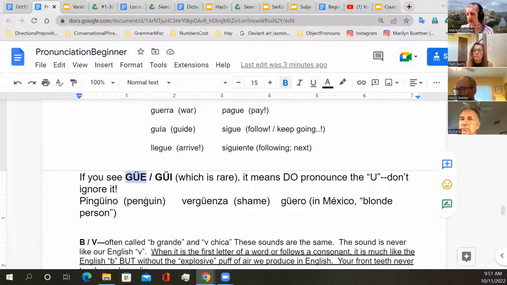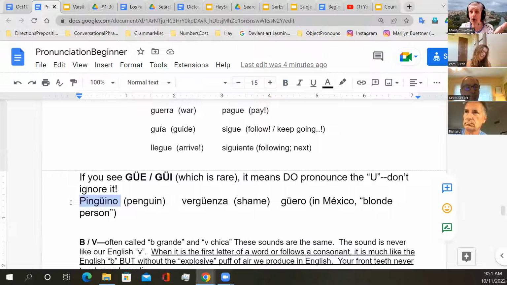If the GUE or GUI has the double dot, what the Germans call an umlaut, what that means is, oh, you know what? Everybody knows we ignore the U in GUE, GUI. But if you see the double dot, it means go ahead and pronounce it. Break that rule. I am not exaggerating when I tell you there are only a handful of words that do that. Beyond this, I would have to think really hard to come up with another example. But once in a while, you do hear or see these.